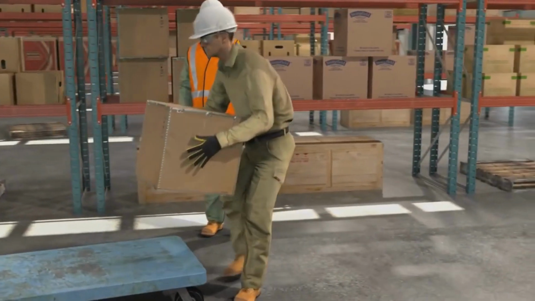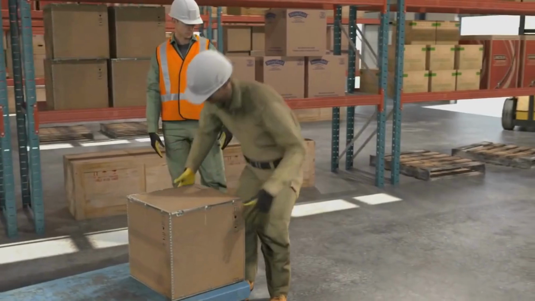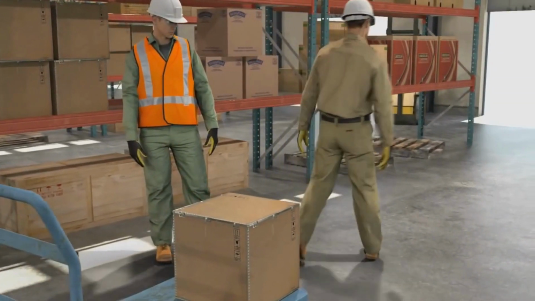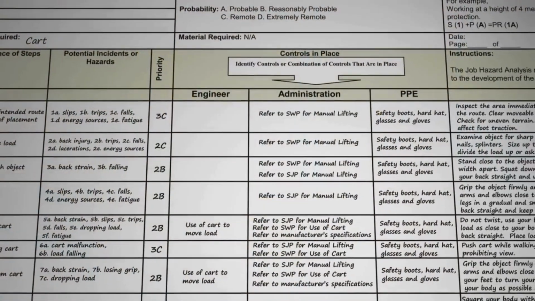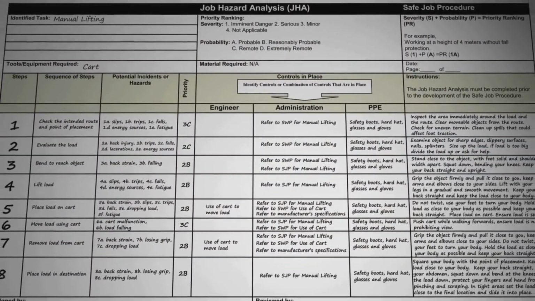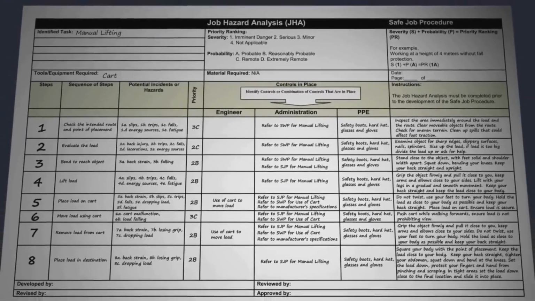Conduct JHAs for each new task and review them at regular intervals or when a change in the task has occurred. When done regularly, job hazard analysis will help keep your employees safe and reduce the chances of injury, illness, and environmental damage.